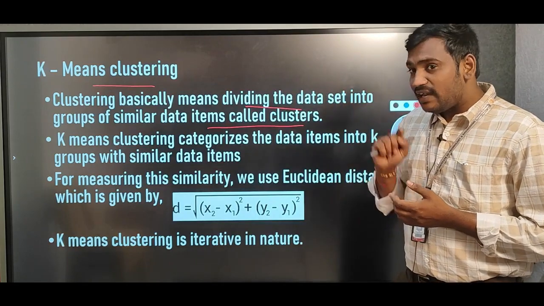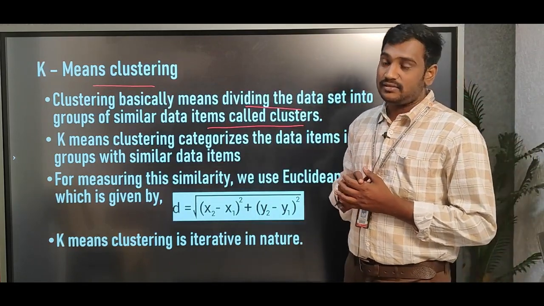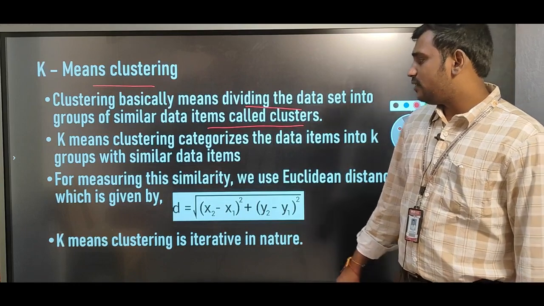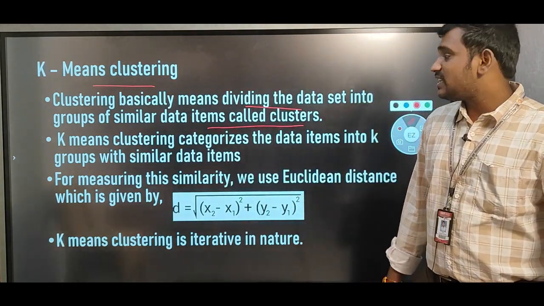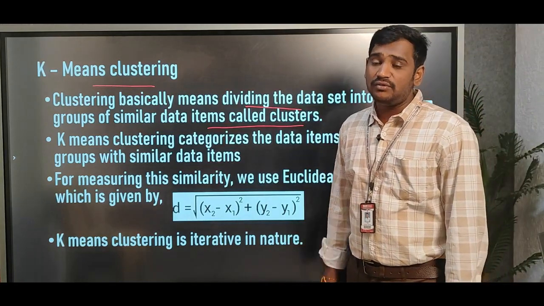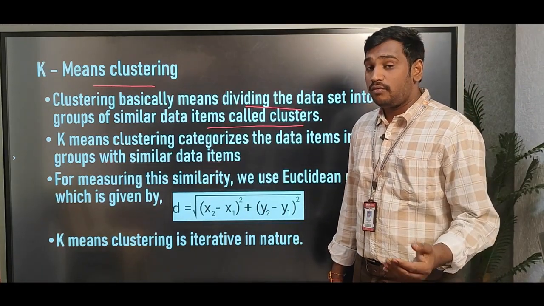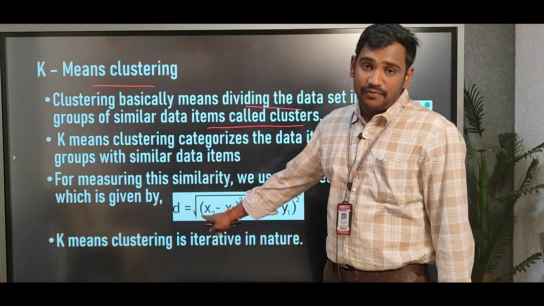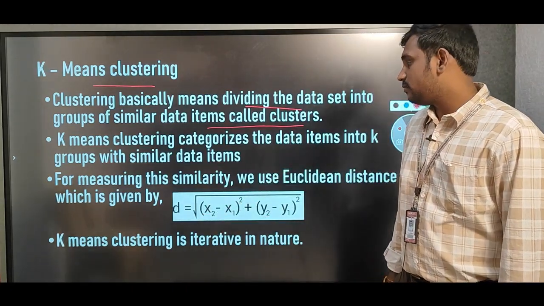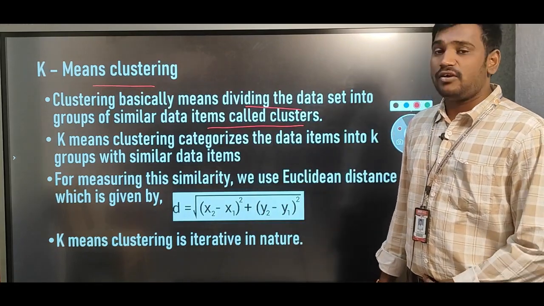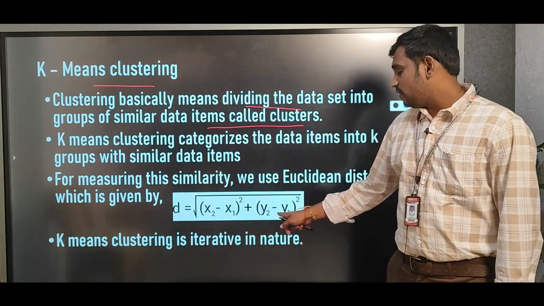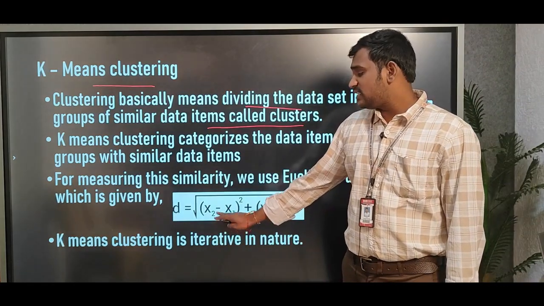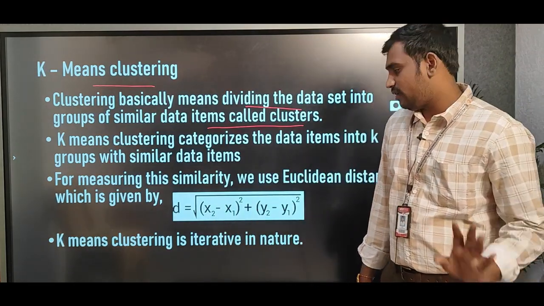You are also calculating the mean, that's why we call it K means. By using K means, we are clustering the data. A cluster means we are placing similar items into one cluster. To know that, we have to measure the similarity. To measure the similarity, one of the important formulas is Euclidean distance. Here is the formula: D is equal to square root of x2 minus x1 whole square plus y2 minus y1 whole square. By using this formula, we are going to measure the similarity.